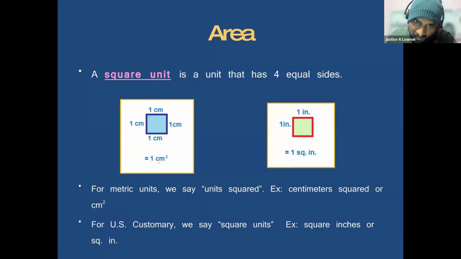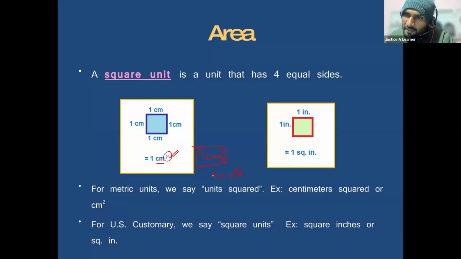So here we see 1 centimeter and we see this power 2, right? I was just telling it that this is required. You can never write the area of anything like 1 centimeter, 5 centimeter. This is always wrong. It should be 1 centimeter square, 5 centimeter square. That's what I was telling you.